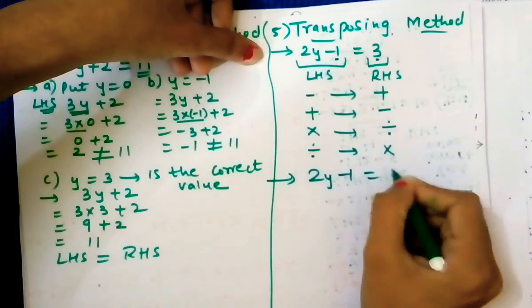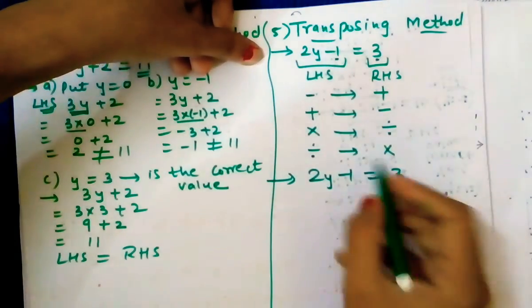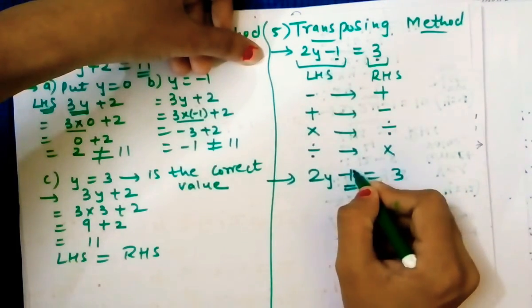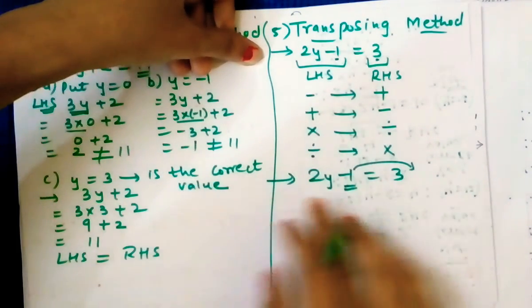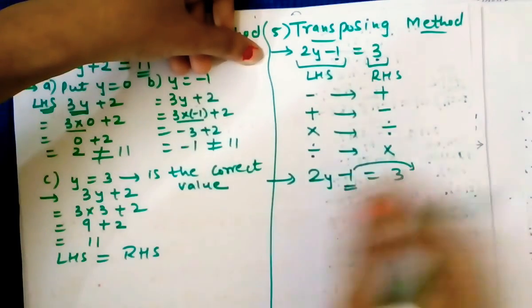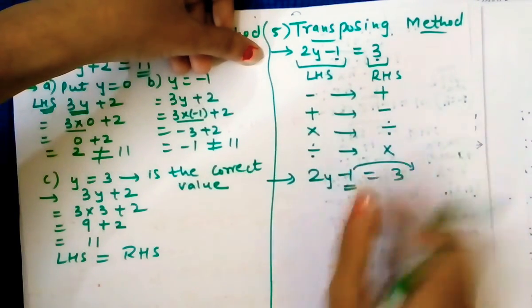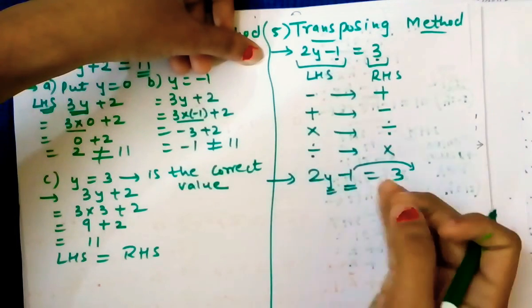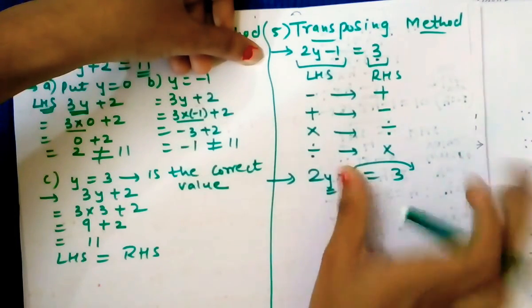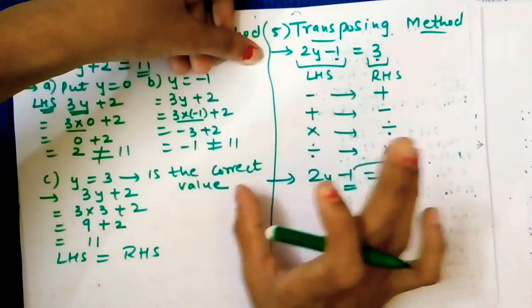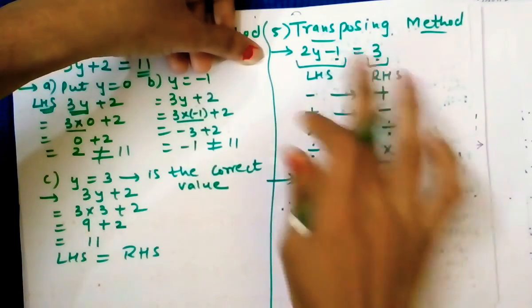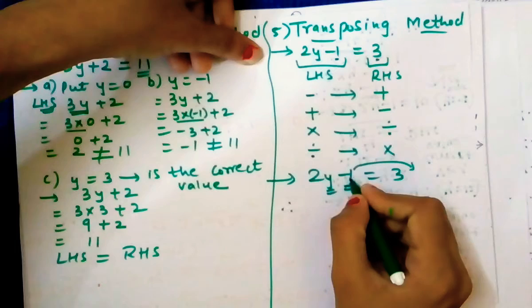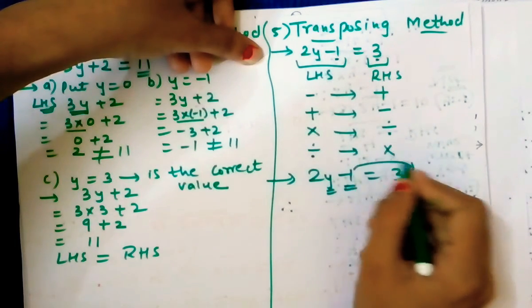2y minus 1 equal to 3. Now for solving this equation, this minus 1, I will take it to the RHS part. I am shifting minus 1 to the RHS part. Why? I want to find y, this value of y we are finding. So one by one, whatever is here, we have to remove it. So first I will remove minus 1 and then I will remove this 2. Okay, so how will I remove? With the help of transposing. So minus 1 has to be removed first. So minus 1 we will take that side.